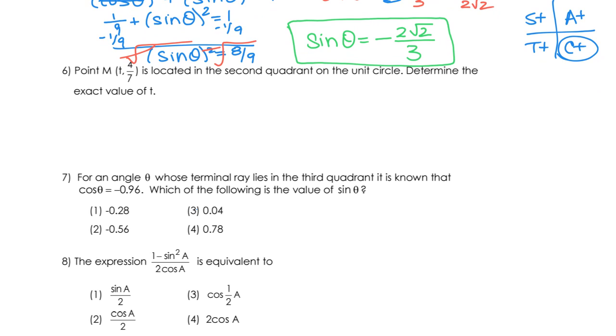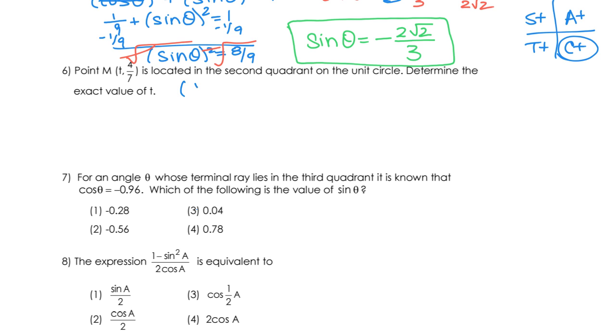It says that point M, which is at t, 4/7, is located in the second quadrant on the unit circle. Determine the exact value of t. Now this one doesn't say to use the Pythagorean identity, so we wouldn't have to, except that's what we're practicing today, so we might as well, okay?